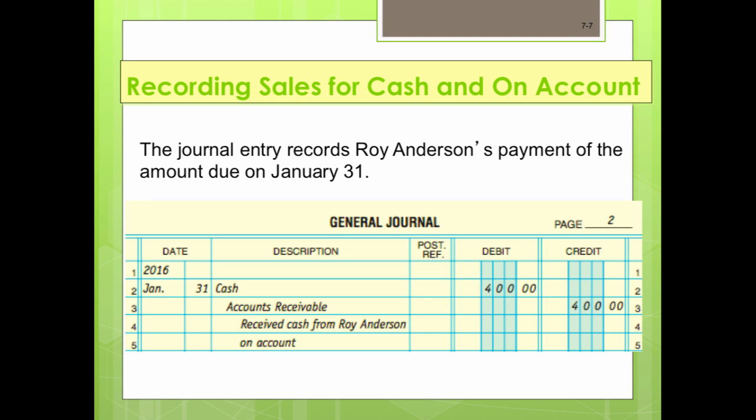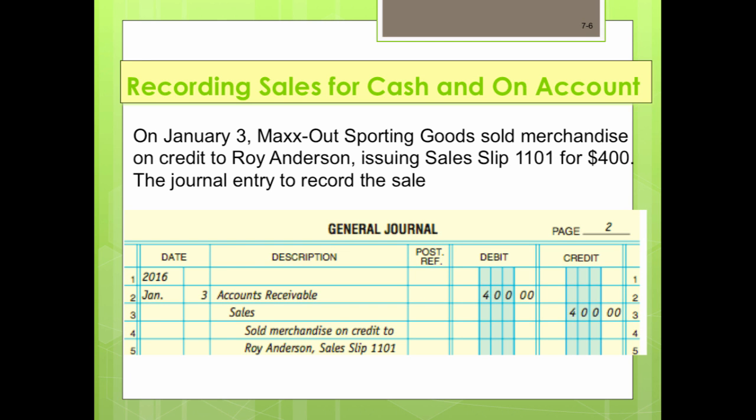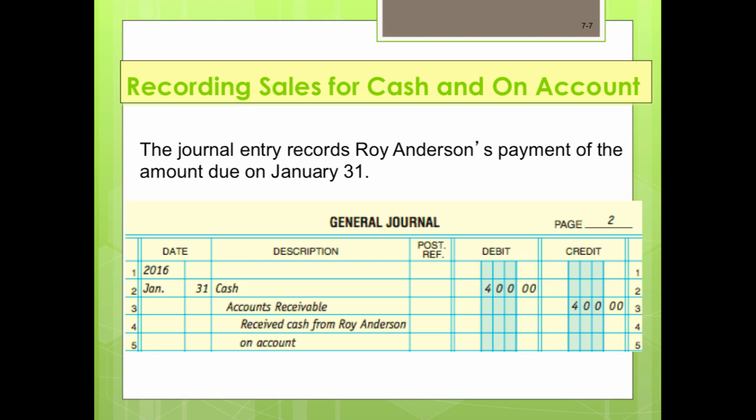And so the journal entry presented here records Roy Anderson's payment on the amount due on January 31st. So we sold him on the previous slide $400 worth of merchandise on credit, and that was January 3rd. So on January 31st, we received payment.